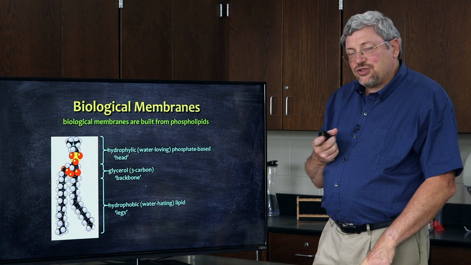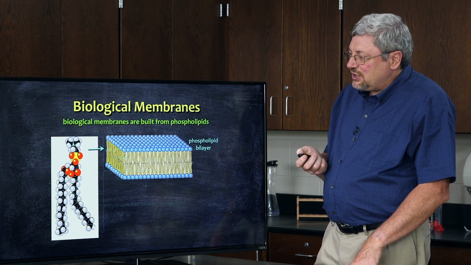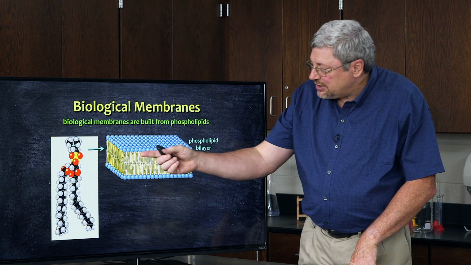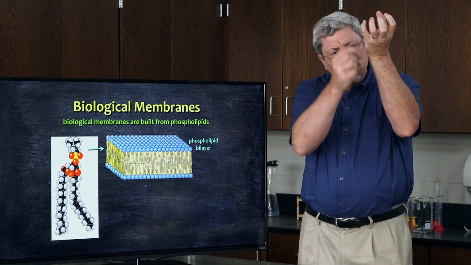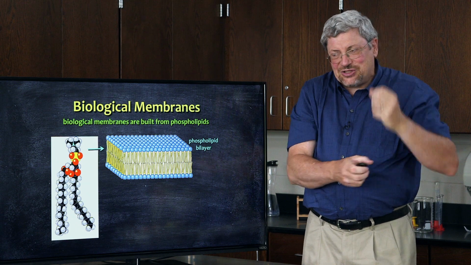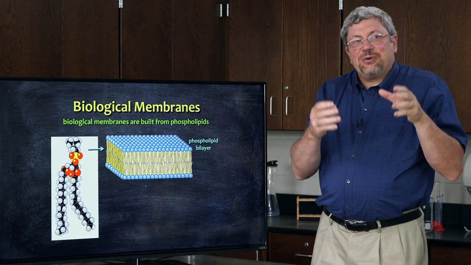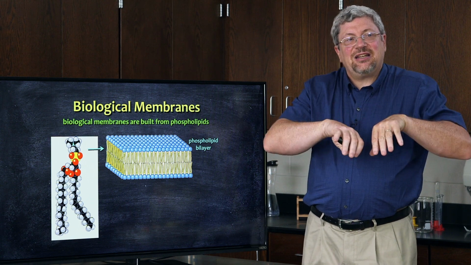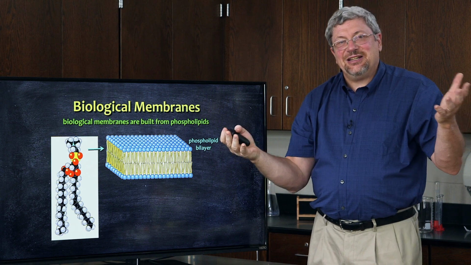That design, that structure, results in a very interesting consequence. If you have a bunch of these little fellers, and here they're just shown as having a blue head and 2 yellow legs, if you have lots and lots and lots of them, they get together with the legs against the legs and kick out the water because the legs don't like the water.